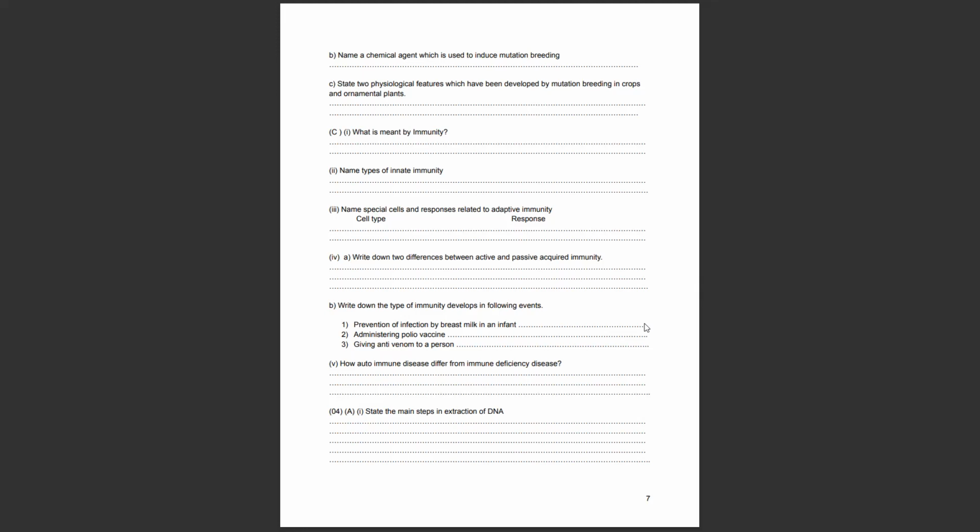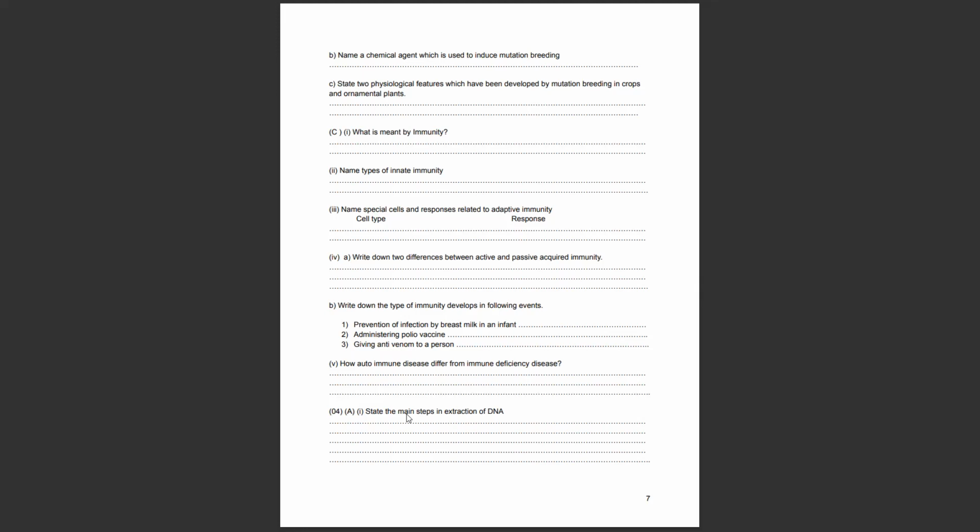Then, what is meant by immunity? Immunity is the state of being resistant to injury, invading pathogens and foreign substances through defensive mechanisms in the body. 2 marks. Roman number 2, name types of innate immunity: external barriers and internal defense. 2 marks. Roman number 3, name special cells and responses related to adaptive immunity.